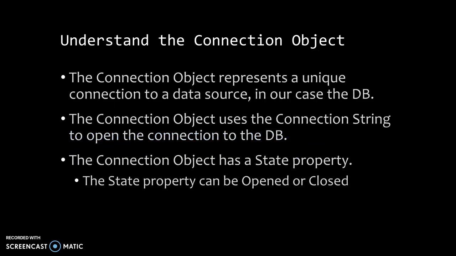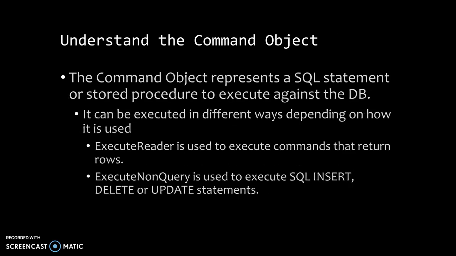Then what we have in OLEDB is this thing called a connection object. The connection object represents a unique connection to the data source. So that would be your database, okay? The connection object uses the connection string to open the connection. As I said before, usually we combine those things when we're connecting and opening. The connection has a state property that will actually state is it open or is it closed.